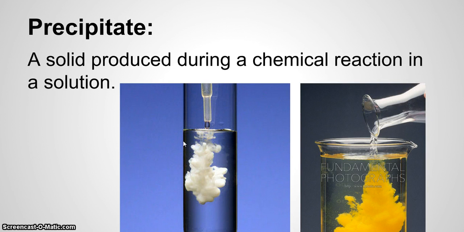A lot of times you're going to get what's called a precipitate in these types of reactions, and we've talked about precipitates before. They're the solids that are produced during a chemical reaction in a solution, or aqueously, like what we've been looking at. So we're going to be going through the steps to determine what the products of these reactions are and how we know which one, if any, of the products is the precipitate.